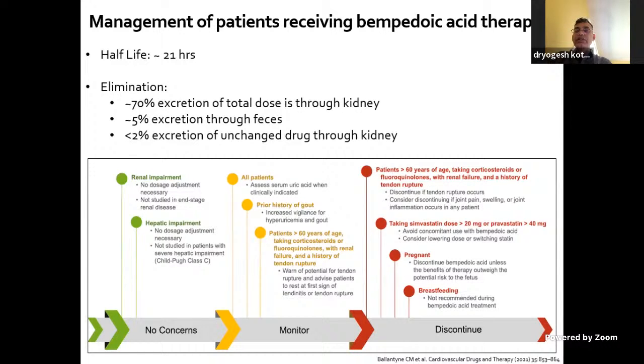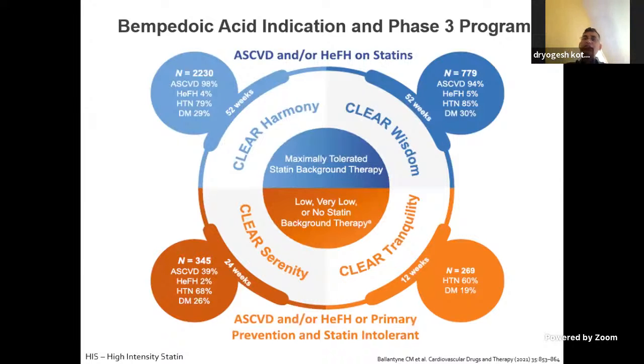Next slide. So these are the important trials: CLEAR Harmony, CLEAR Wisdom, CLEAR Tranquility, and CLEAR Serenity. These are the four important trials, all with durations between 12 weeks to 52 weeks, where they took patients either for primary prevention or patients with statin intolerance. Some trials had background statins, and some trials did not. So let us understand the trials and how their outcomes were. Next slide.